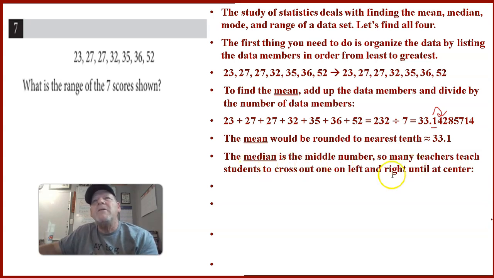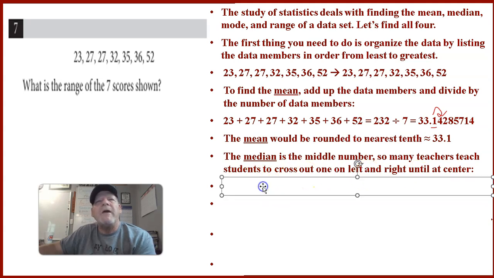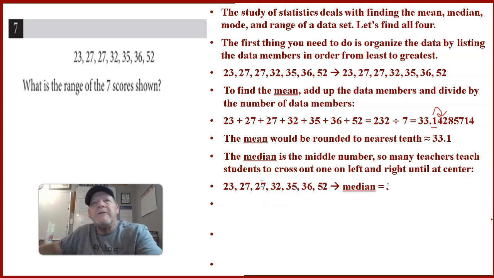So the median is a middle number. So many teachers will show students how to cross out one on the left and one on the right, and then get to the center. So what do I mean by that? Well, we will take the 23 and the 52 out.